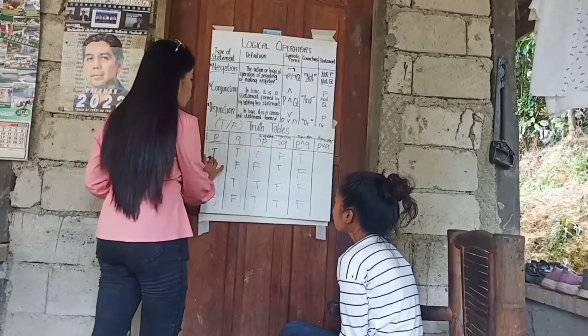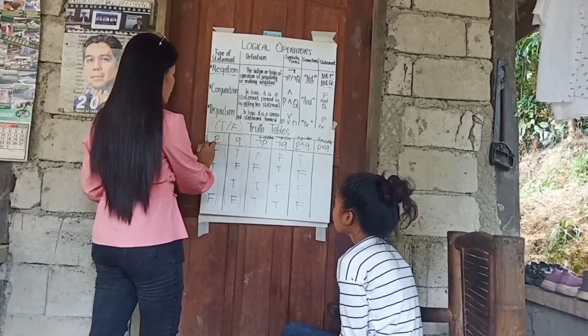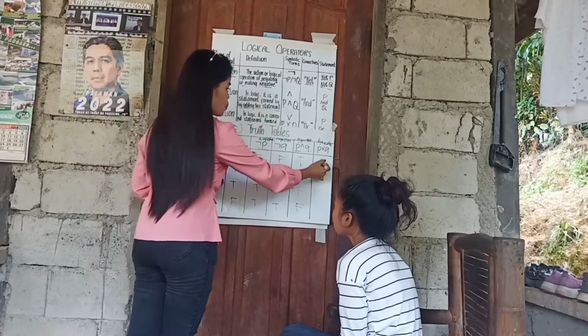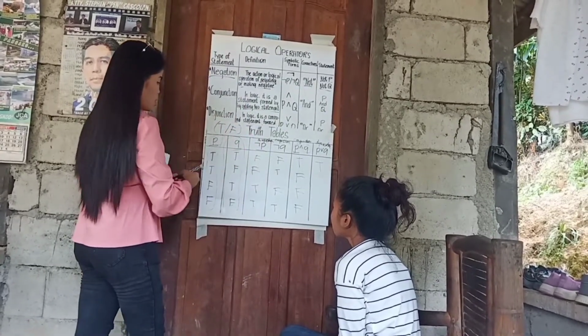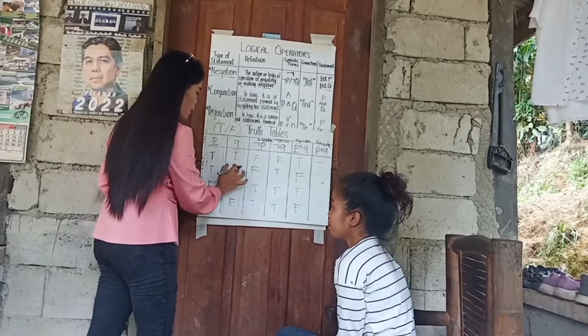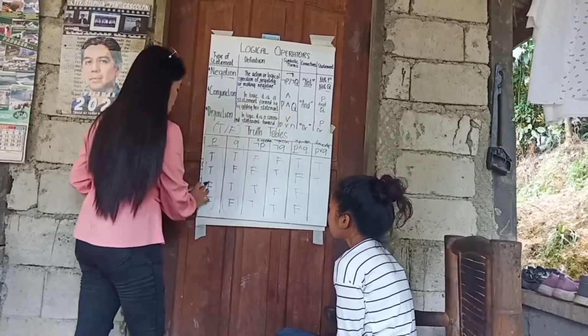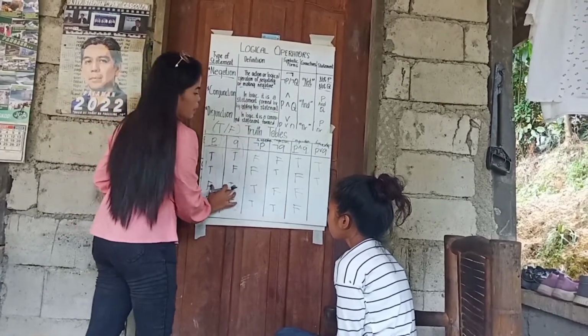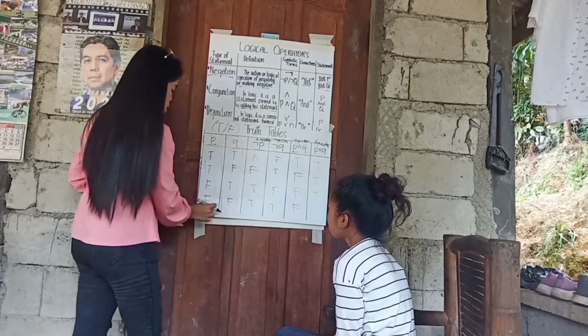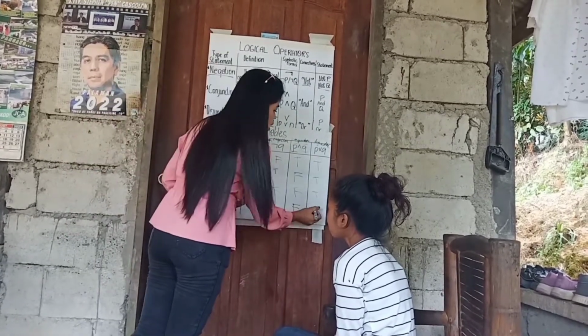So, just like this, sa proposition of P and Q, which is true and true, it will become true. The second one is true and false, it will become true again, kasi nga may true siya. If false and true, it will become true again. So, the last one is false and false. Doon pa lang siya magkakaroon ng false.